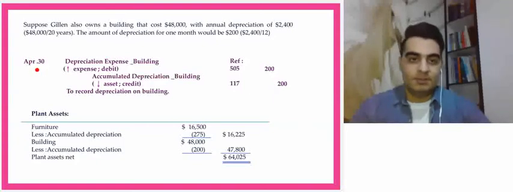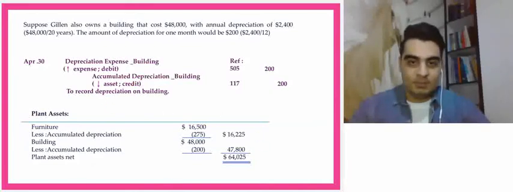This is the adjusting entry. On April 30, the depreciation expense for building will be debited for this amount, $200, because it's an expense. And for accumulated depreciation for building, it's the contra account. We're going to credit $200 because it's a contra asset.